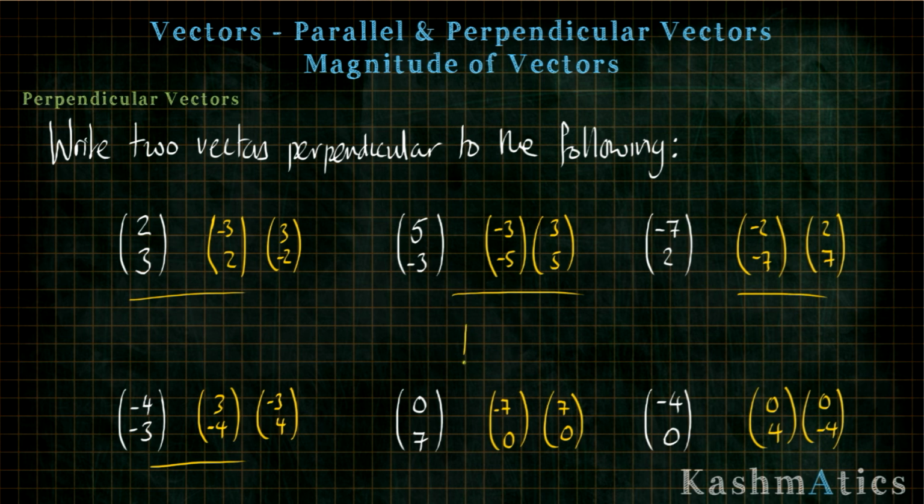Okay, so 0, 7 just goes up 7 units. So a perpendicular vector will go 7 units that way or minus 7 units that way. So it'll be 7, 0 or minus 7, 0. So hopefully you can see what's gone on there. And something very similar happens over here as well.